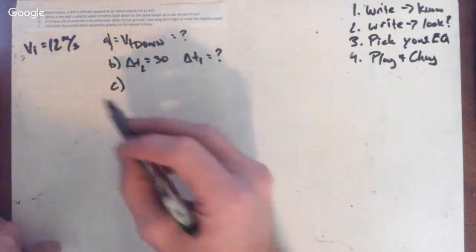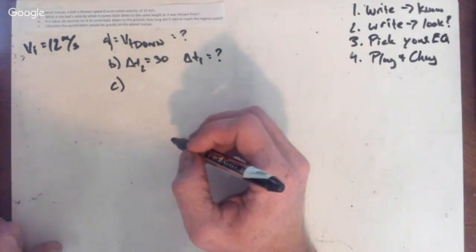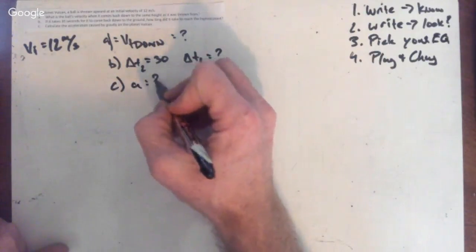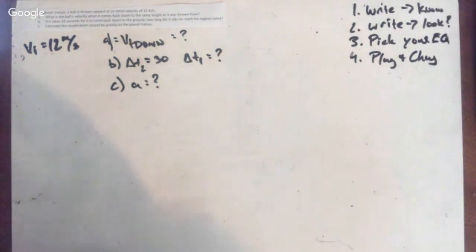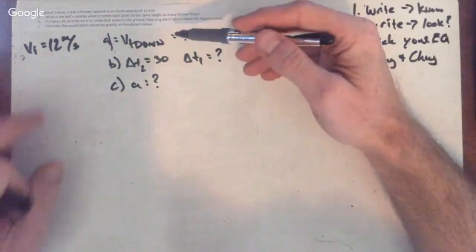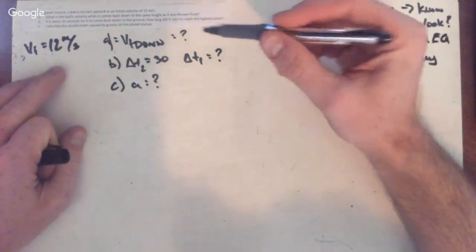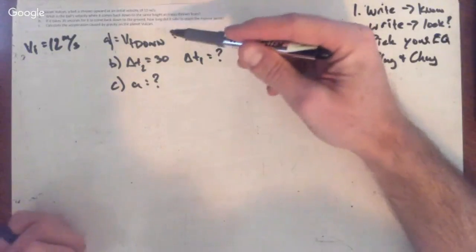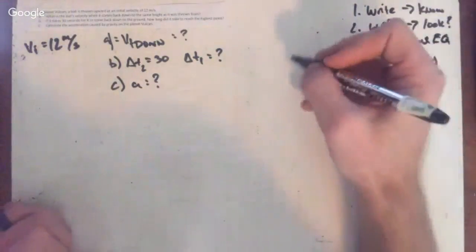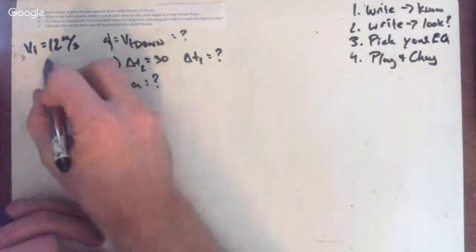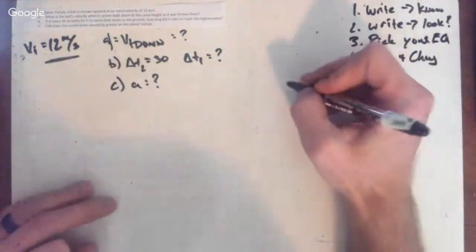And C, calculate the acceleration caused by gravity on planet Vulcan. So lastly, we need to do that. Okay, now again, if you remember from some of the problems that we did in class, this problem right here is a little simpler than it looks. Okay, so our VF down, whatever speed the ball hits the ground with, is going to be the same as the speed it left with.